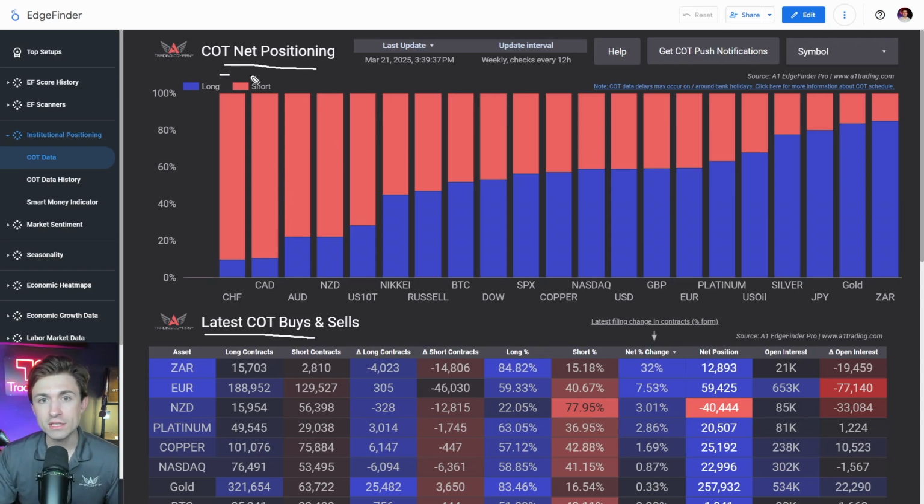Now, the COT net positioning table here is going to show us overall the positioning on a long-term basis that institutional money seems parked in. Now, again, we can hover over this and you'll see that it populates a percentage.